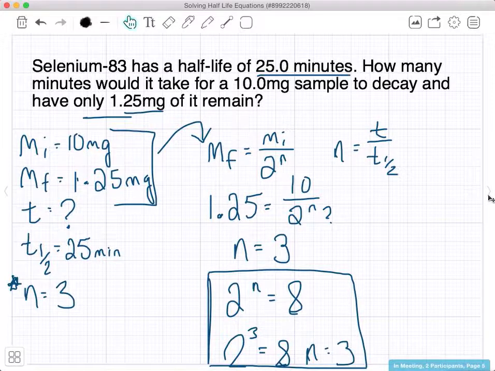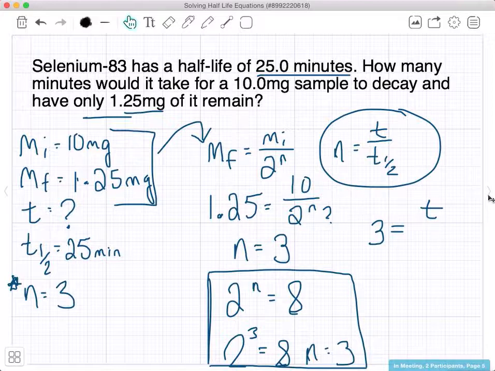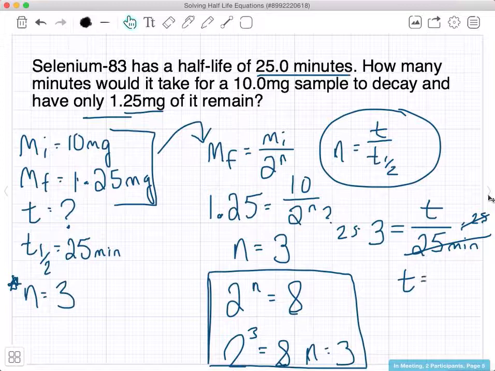All right, so now that we have the number of half-lives, which is not really what they want in the problem, we're going to use that to solve for the total time. We're going to use this other equation right here to solve for our final answer. And we get 3 equals total time, which we don't know, divided by the half-life length, which we do know, which is 25 minutes. Multiply each side by 25, and we get t equals 75 minutes. So 75 minutes is our total time, because this isotope took 75 minutes, or 3 half-lives, to decay from 10 milligrams all the way down to 1.25 milligrams.